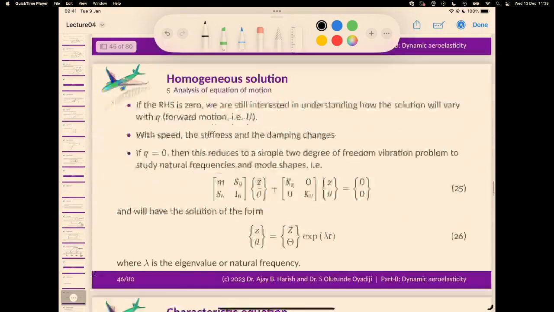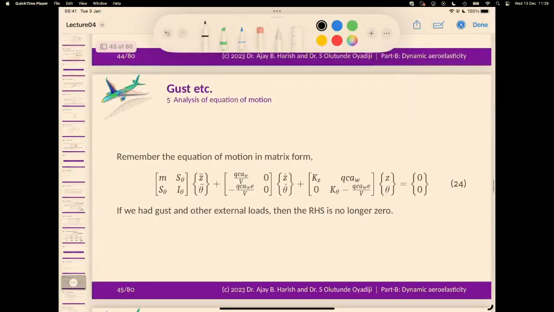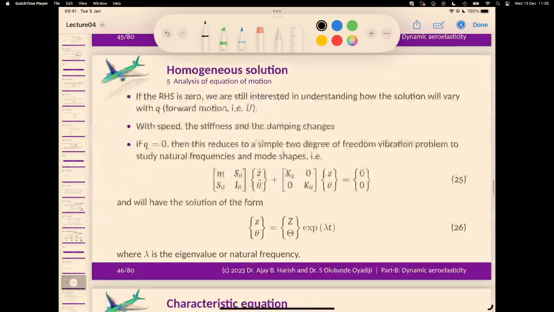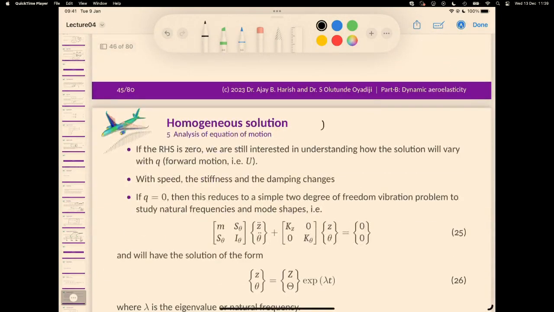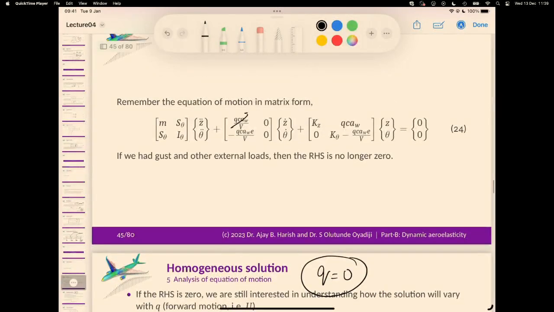Okay, so let's start with a very simple situation. Let's assume that Q is equal to zero to start with, right? Let's assume that there's no forward motion, okay? And that would automatically remove our damping. So if you look at our damping matrix, if Q is zero, this goes to zero, this goes to zero. So we don't have any damping matrix anymore. And this term also goes to zero, this goes to zero.